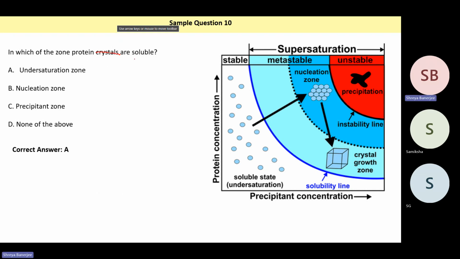So in which zone is protein soluble? It is your under saturation zone. In the nucleation zone, crystal is forming, so it is no longer soluble. So yeah, this question itself was misleading.